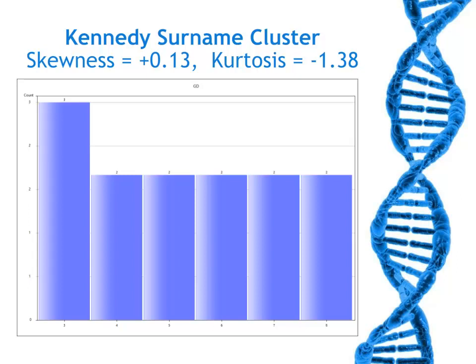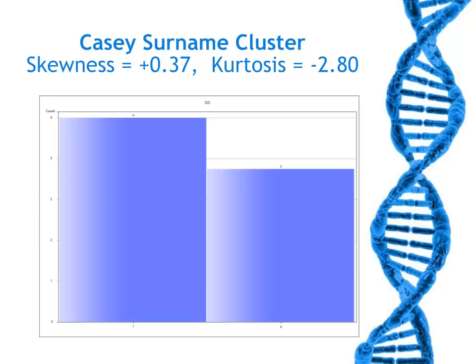This looks nothing like a normal curve. It doesn't have the hump in the middle and the bell curve on the sides. It's just really flattened out. The high value of kurtosis says this is way too flattened out, and so this is not a good normal curve at all. The Casey surname cluster also is not very good. It has a very high kurtosis of 2.8, which, in some circles, is rejecting as a normal curve. It does have a hump in the middle, but it has no tails.